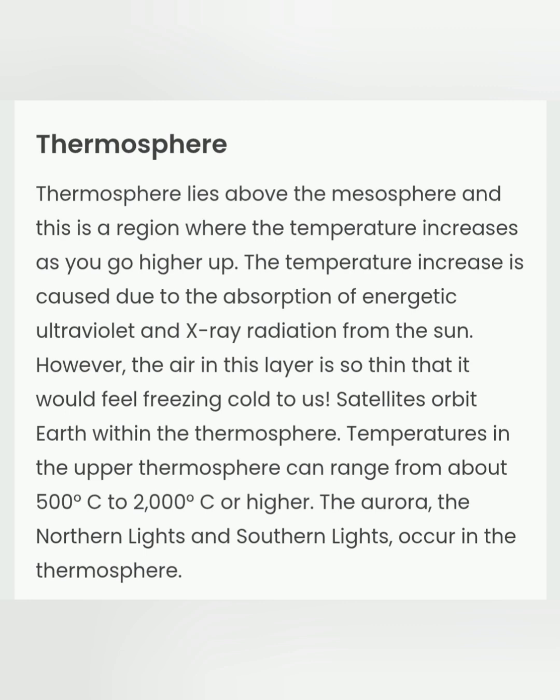Satellites orbit Earth within the thermosphere. Temperature in the upper thermosphere can range from about 500 degrees Celsius to 2000 degrees Celsius or higher. The aurora, the northern lights and southern lights, occur in the thermosphere.